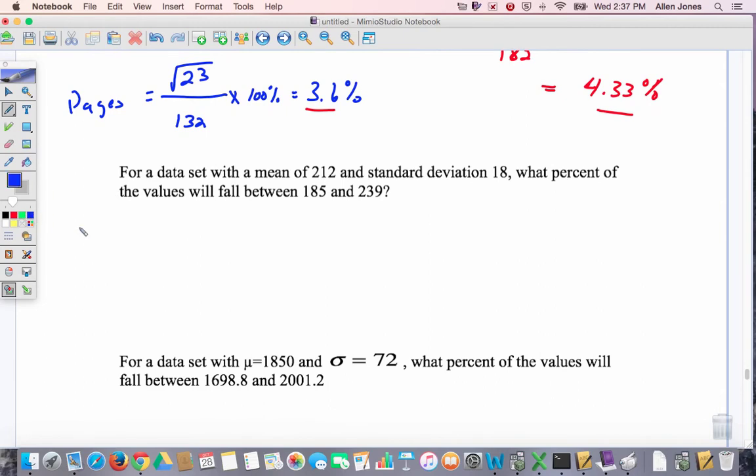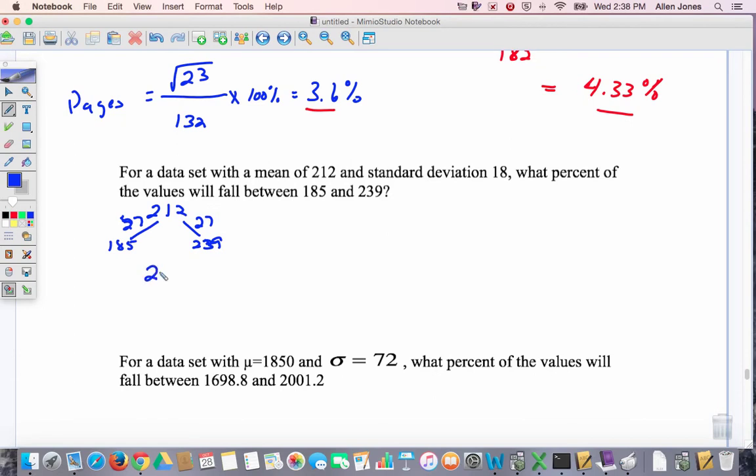From here, our data set has a mean of 212 and a standard deviation of 18. What percent of the values will fall between 185 and 239? Since it doesn't say anything about being normally distributed, we use Chebyshev's theorem. So my mean is 212. I want to find what percent fall between 185 and 239. If I go from 212 down to 185, that's a distance of 27. If I go from 212 up to 239, that's also a distance of 27.